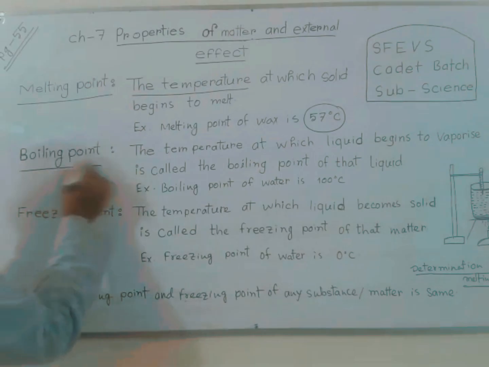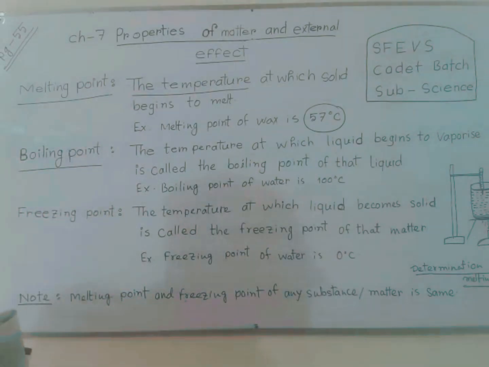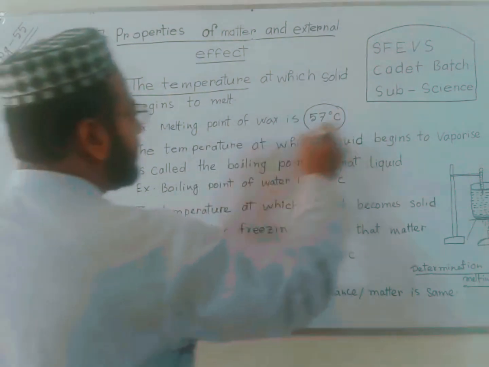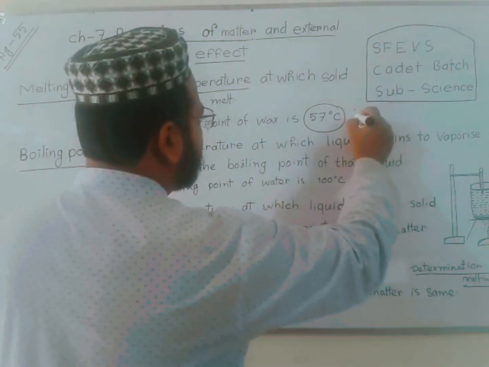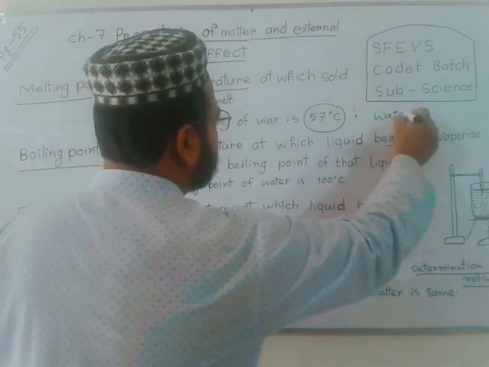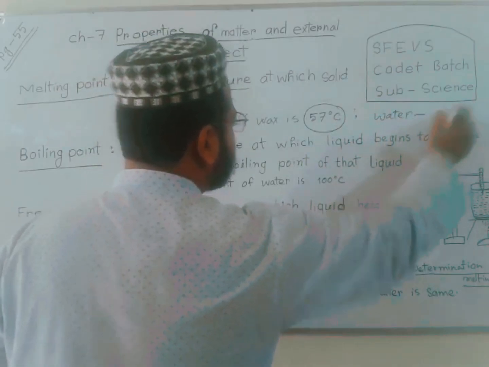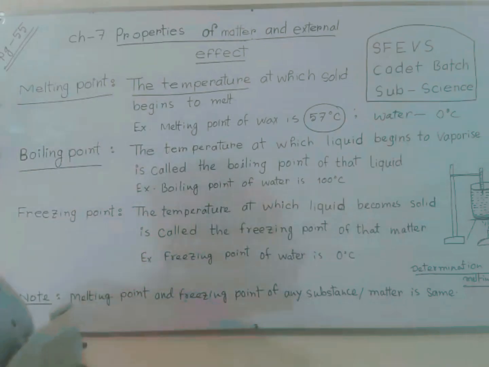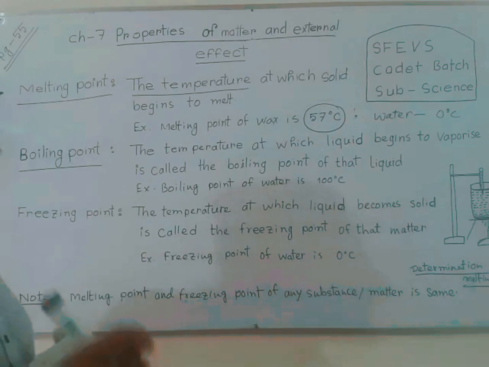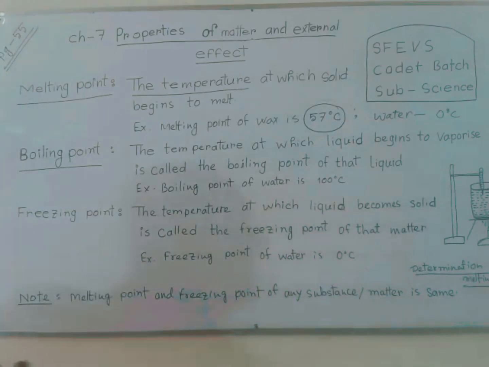Then melting point of water is 0 degree Celsius. When water becomes melted, then it transforms into liquid water. But even then, its temperature is 0 degree Celsius. Okay, so we get melting point. Melting point is a fixed temperature at which the solid begins to melt.